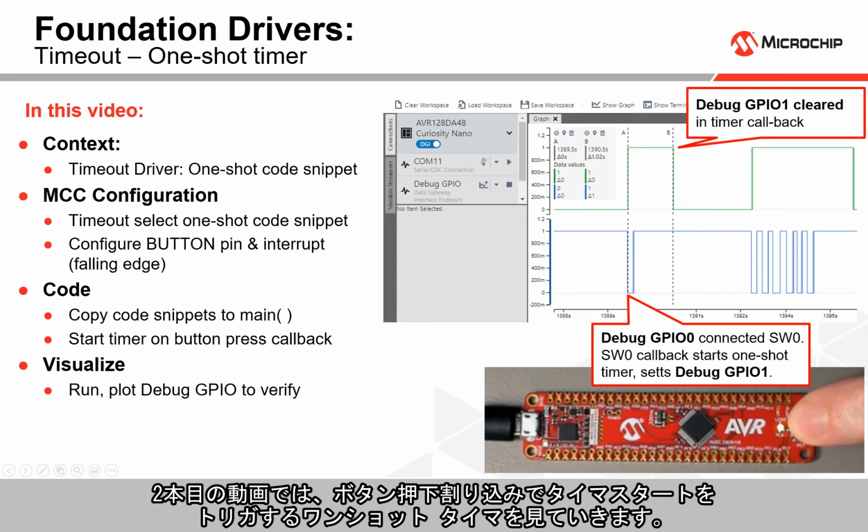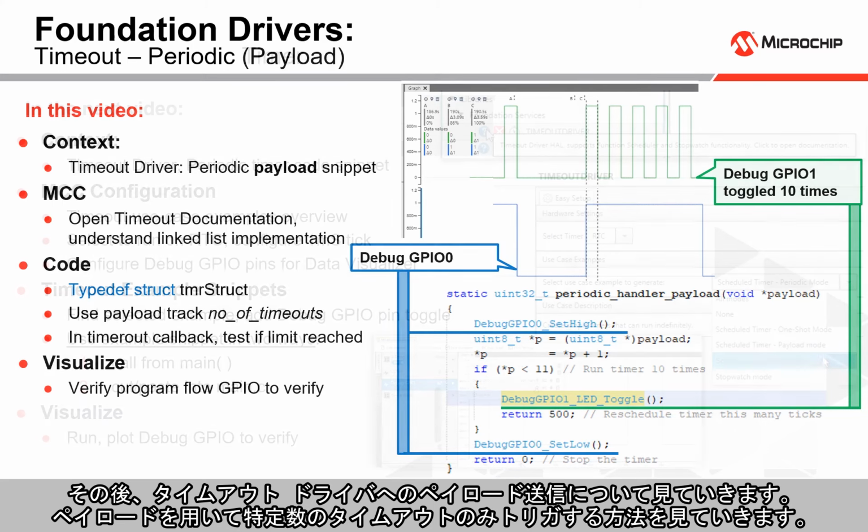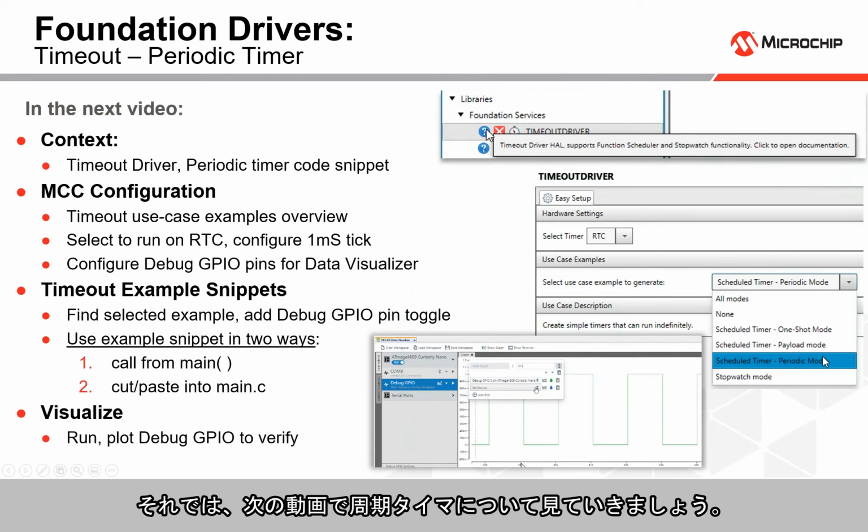In the second, we continue and look at the one-shot timer, here triggering the timer to start on a button press interrupt, and then we will look at sending a payload to the timeout driver, and here using that payload to trigger only a certain number of timeouts. Let's get going with the periodic timer in the next video.